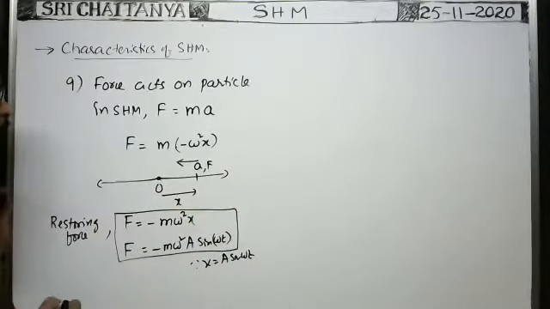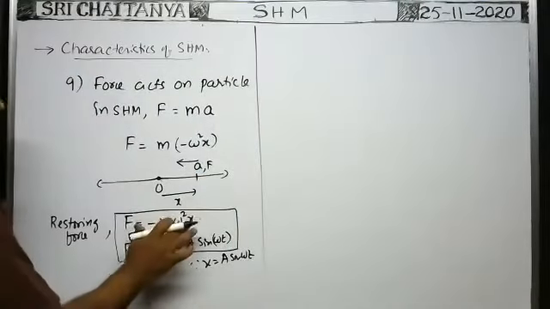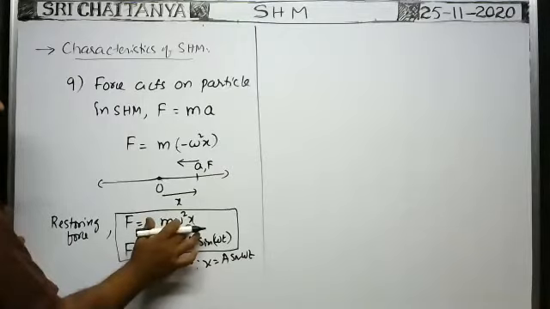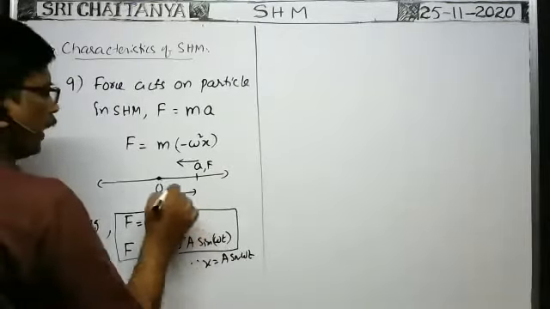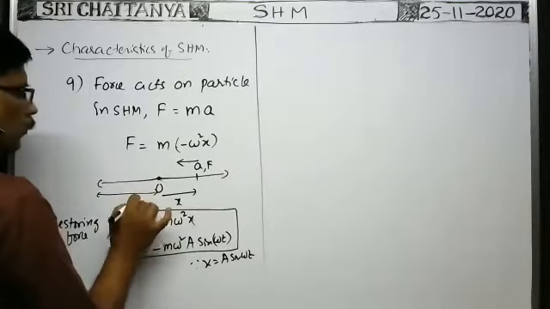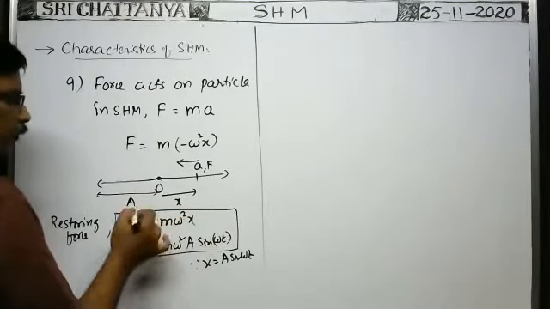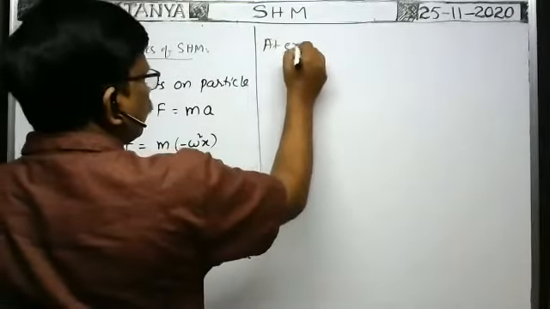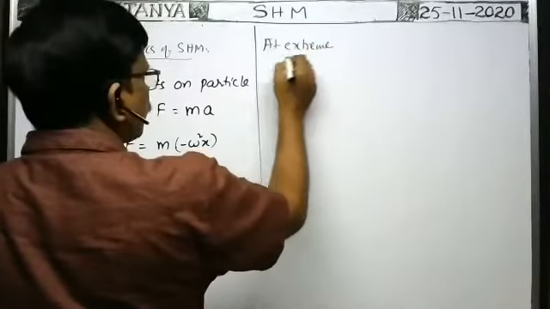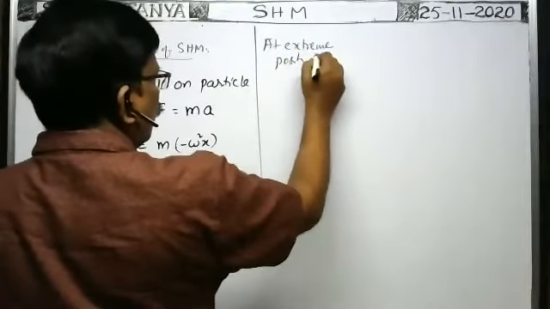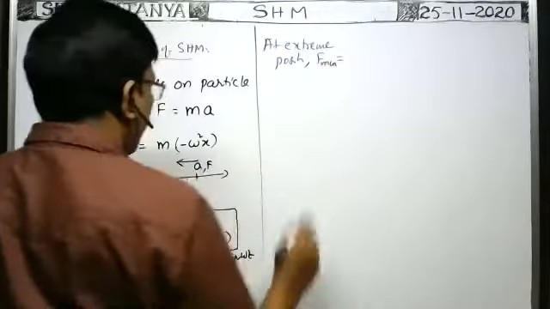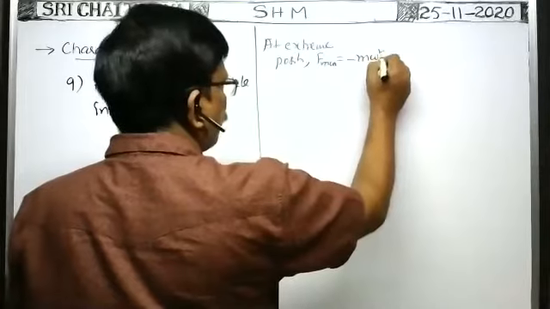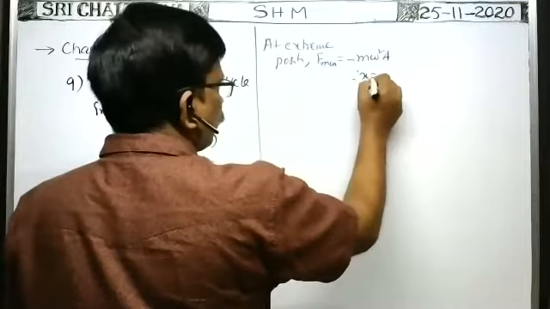So from this, what is the maximum force? Maximum force means whenever the particle reaches the extreme position, at that time x is equal to maximum displacement, which is equal to amplitude. When x is maximum, equal to amplitude, the restoring force is maximum. That's why at the extreme position, the maximum restoring force acting on the particle is equal to minus m omega square a, since x is equal to a.